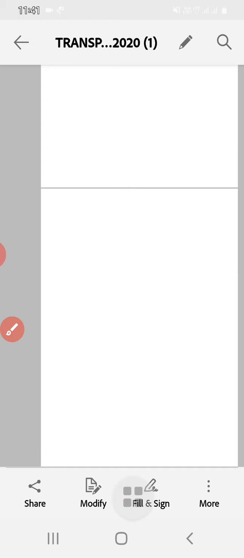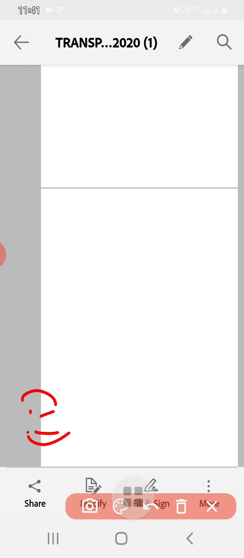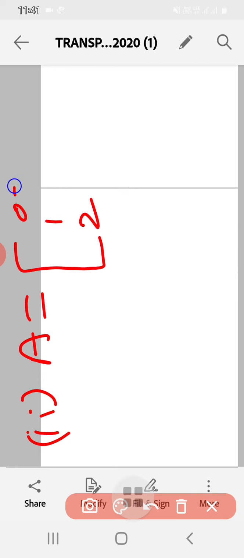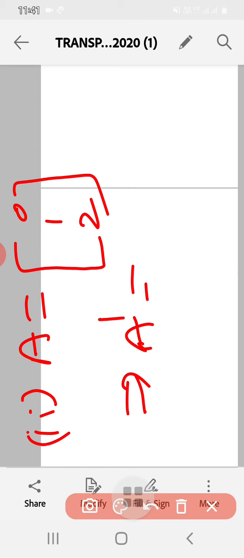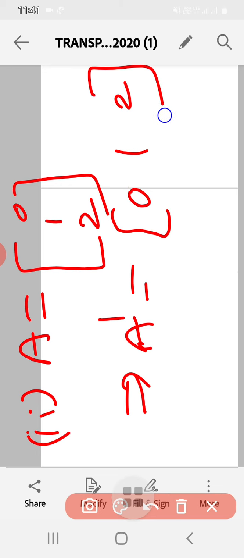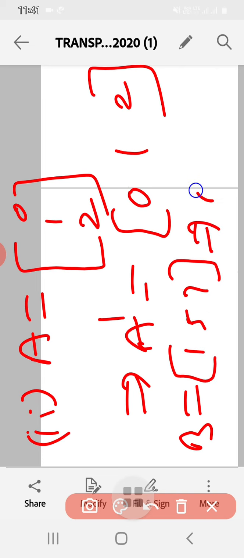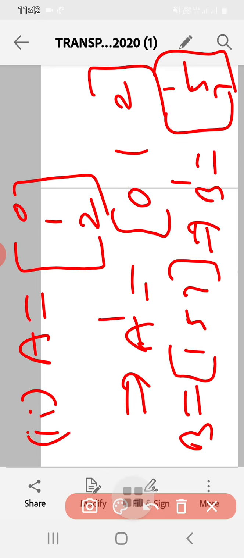Second one is, A is equal to [0 1 2], is given. That means A dash is equal to what? It will be a row matrix. Then B is equal to [1 5 7], as given. So B dash will be a column matrix, 1 5 7. Okay, you write down A dash and B dash.